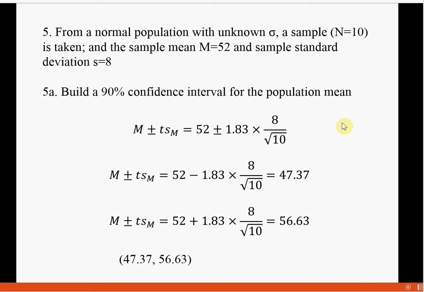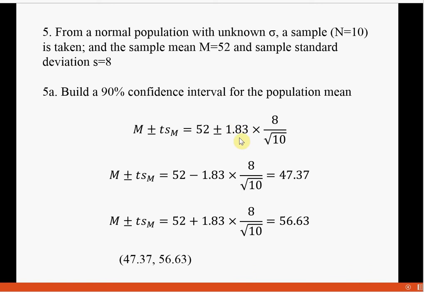Question number 5. From a normal population with unknown population standard deviation, a sample of size 10 is taken, and the sample mean is 52, and the sample standard deviation is 8. Again, we have a situation where we do not know the population standard deviation, and the sample size is smaller than 30. So this is another case where we have to use t-score in building the confidence interval. 5A, build a 90% confidence interval for the population mean. We use this formula, plug in the numbers.